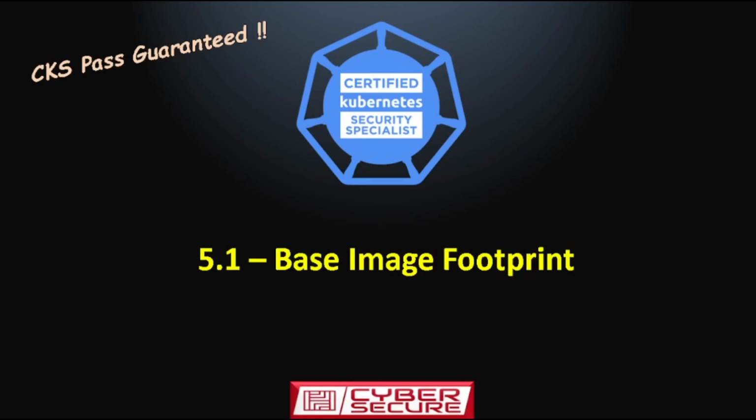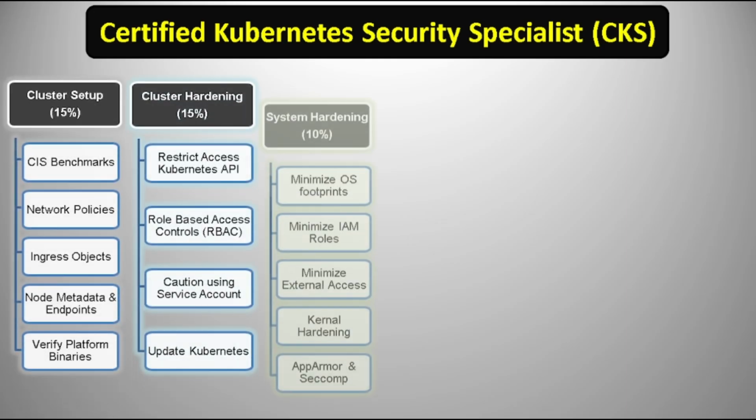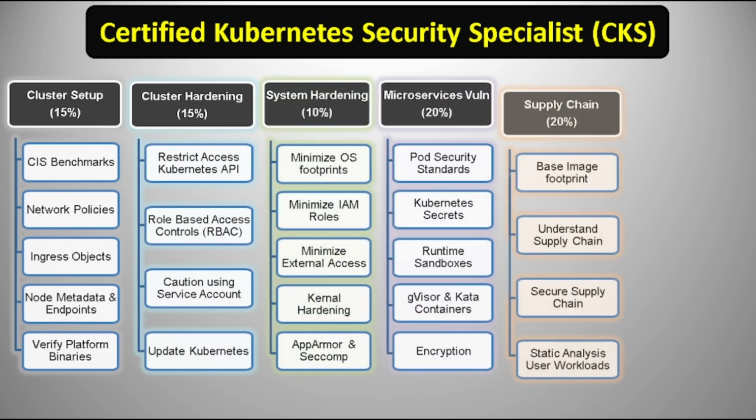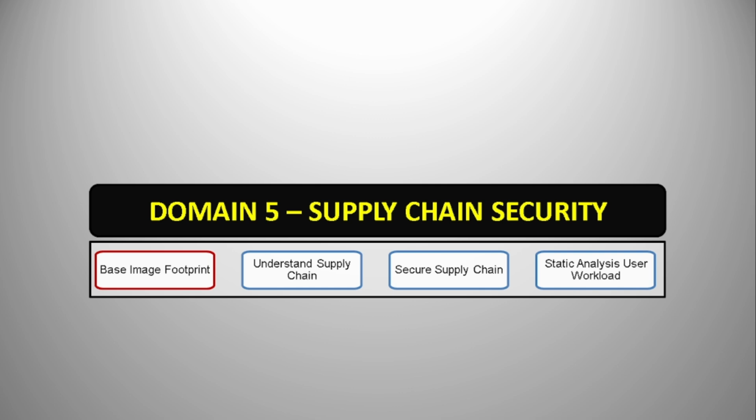Continuing with the CKS Exam Essential curriculum outline, broadly divided into 6 domains, is flashed on the screen. In today's video, we will start the 5th domain, which is supply chain security, having 20% weightage as per the September 2024 format. This domain covers minimizing base image footprints, understanding and securing supply chain, and performing static analysis of user workload and container images. Today we will be discussing minimizing base image footprint.